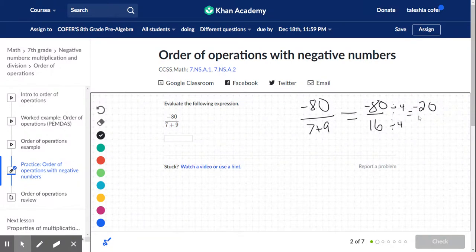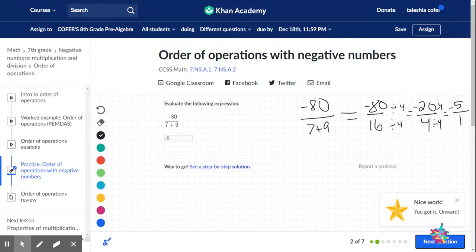And 16 divided by 4 gives me a 4. I can divide this by 4 again. Negative 20 divided by 4 gives me a negative 5, and 4 divided by 4 gives me a 1. So negative 5 divided by 1 is just a negative 5.